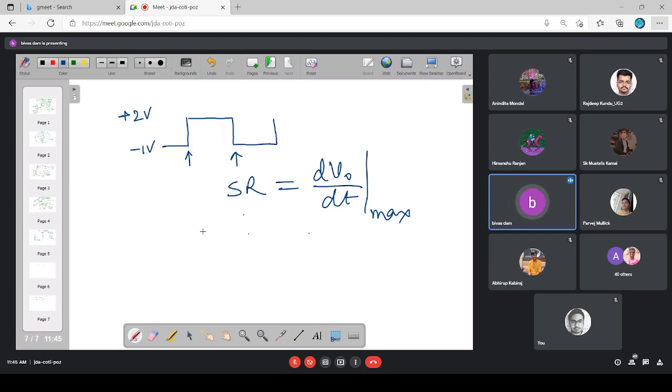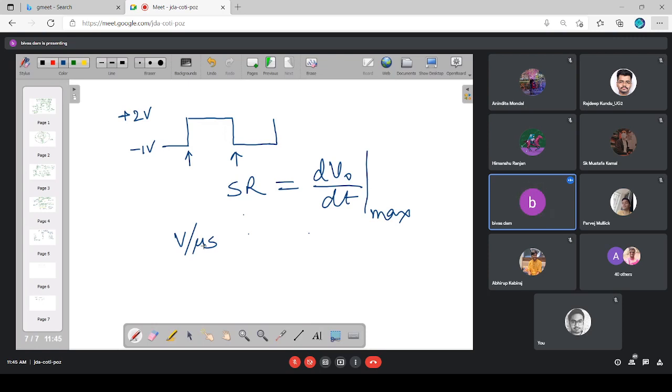This slew rate, what is the normal order of the slew rate? For the operational amplifier, it is of the order of several volts per microsecond. So if it is say 2 volt per microsecond, that means the maximum rate at which that particular operational amplifier output can have a state change is 2 volt in every 1 microsecond.